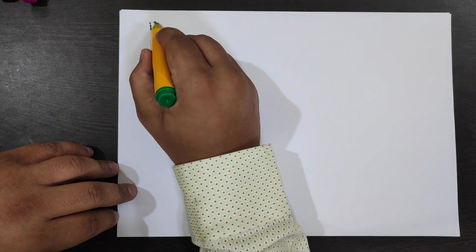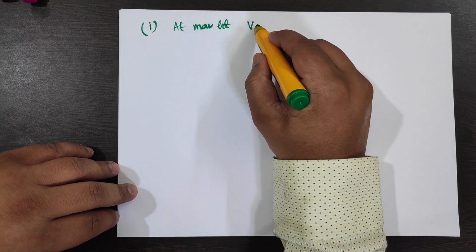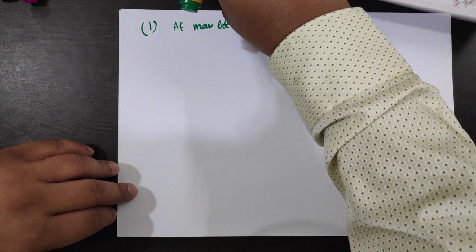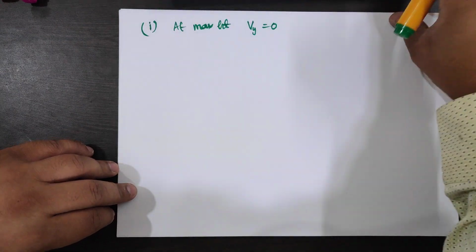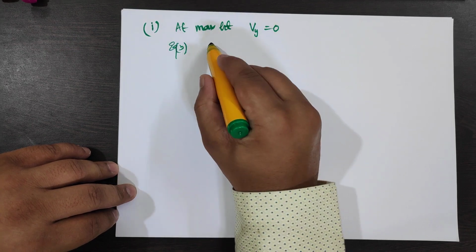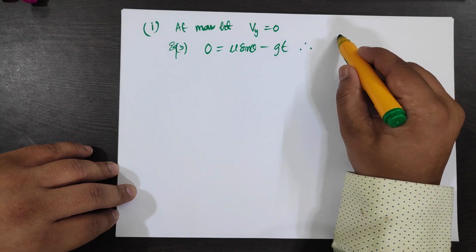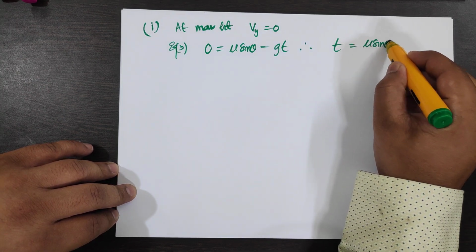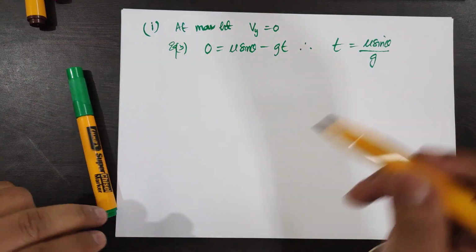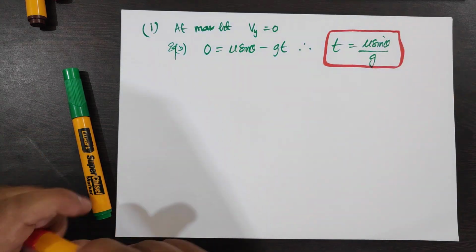So for solving the first part, at maximum height, velocity is horizontal, meaning Vy equals 0. So for Vy equal to 0, we will make use of equation 3. So in equation 3, we will put 0 equal to u sin theta minus gt, which implies t equals u sin theta by g. This is the answer to part 1, the time to reach maximum height.